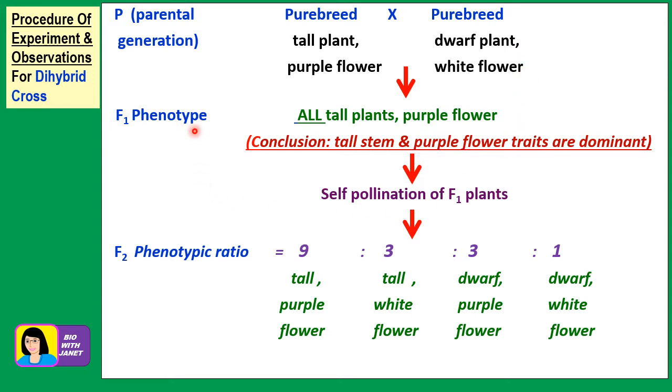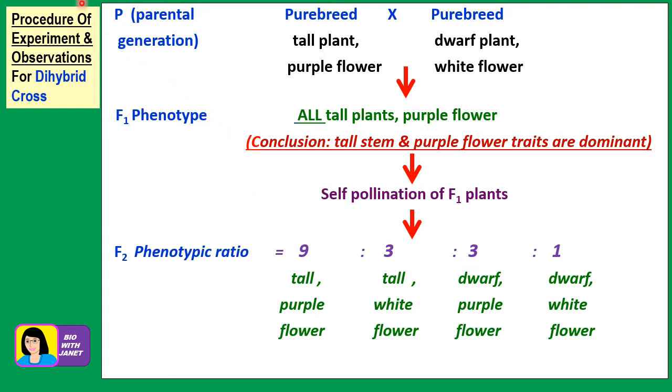A phenotype means the observable characteristic. Now, after that, there was a self-pollination of the F1 plants to get the F2 plants, and the F2 phenotypic ratio is 9 plants which are tall with purple flowers is to 3 plants which are tall with white flowers is to 3 plants which are dwarf with purple flowers is to 1 plant which is a dwarf with white flowers. And Mendel was able to explain how he got this phenotypic ratio of 9:3:1.